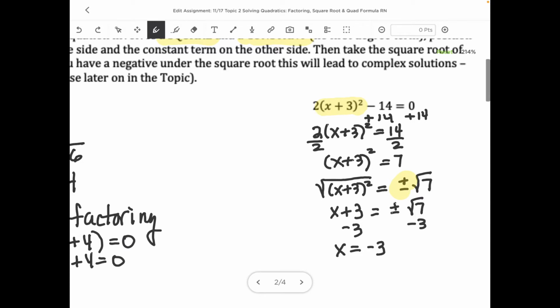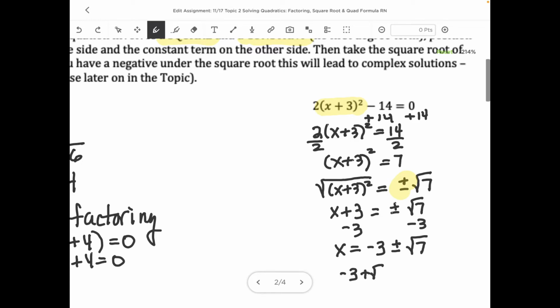And so it's going to look like this: negative 3 plus or minus root 7. Those are not like terms. I cannot combine them together. One of them is an integer and the other one is a radical. And so your solutions are irrational. This is called an irrational solution.